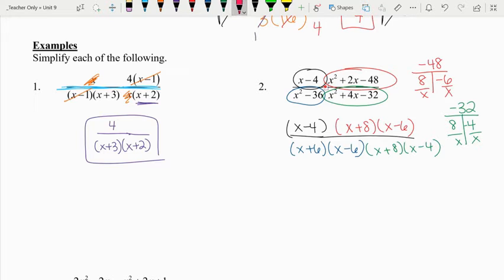So now we have a ton of things that are being multiplied, so we can start canceling. That means the x plus 8s would go away, the x minus 4s would go away, and the x minus 6s would go away. So we are just left with the x plus 6. The problem is it's in the denominator, so it needs to stay in the denominator. So we have to put a 1 as a placeholder.